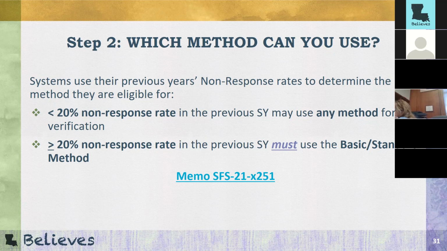However, if your non-response rate was greater than 20% in the previous school year, or if you didn't conduct verification in the previous school year, for instance, being a new SFA or an SFA that has just started reusing applications, then you will need to use the basic or standard method. As a reference, please see our memo SFS 21-X251 for more information on non-response rates.